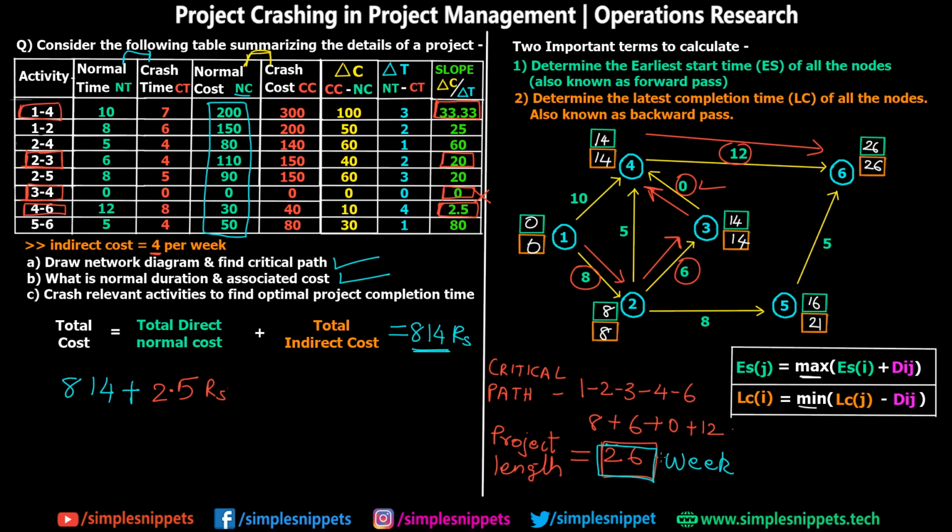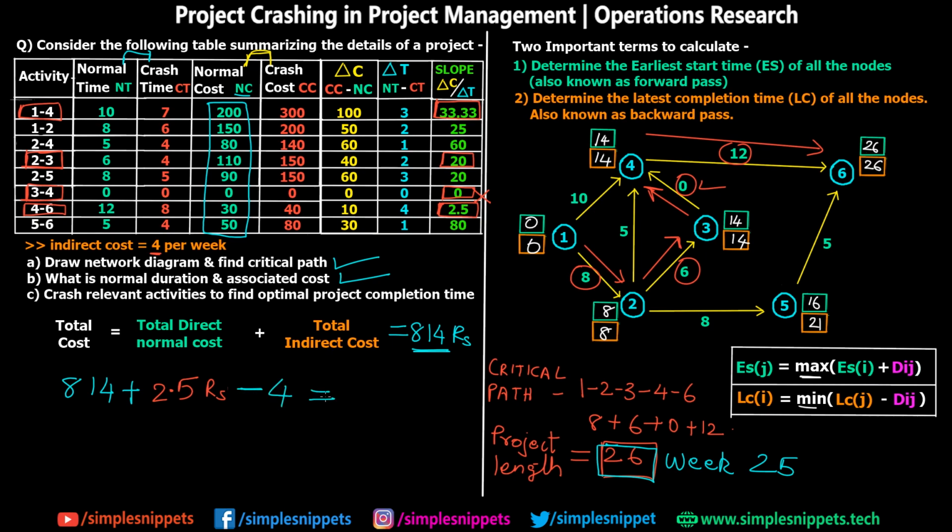So of course the project is also going to get finished early in 25 weeks, which means that we are also going to save the cost of 1 week, right? And the indirect cost per week is 4 rupees. So when we save 4 rupees for the last week, we have to subtract that also from this total, right?